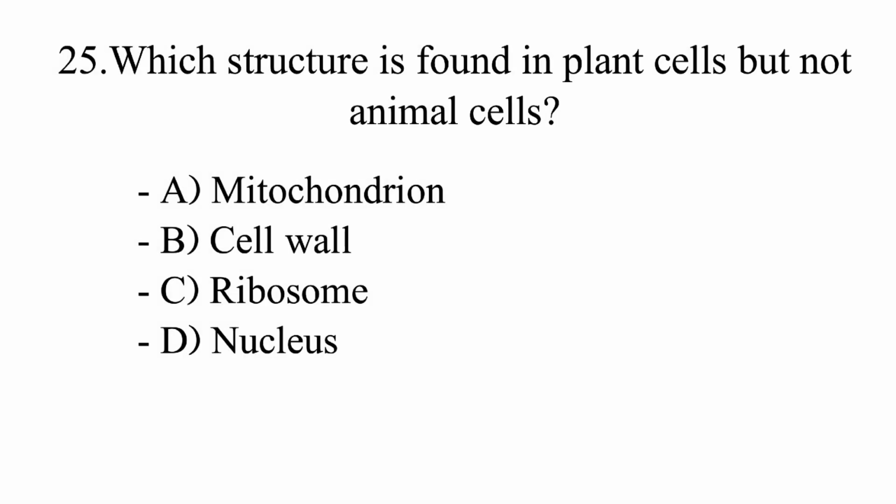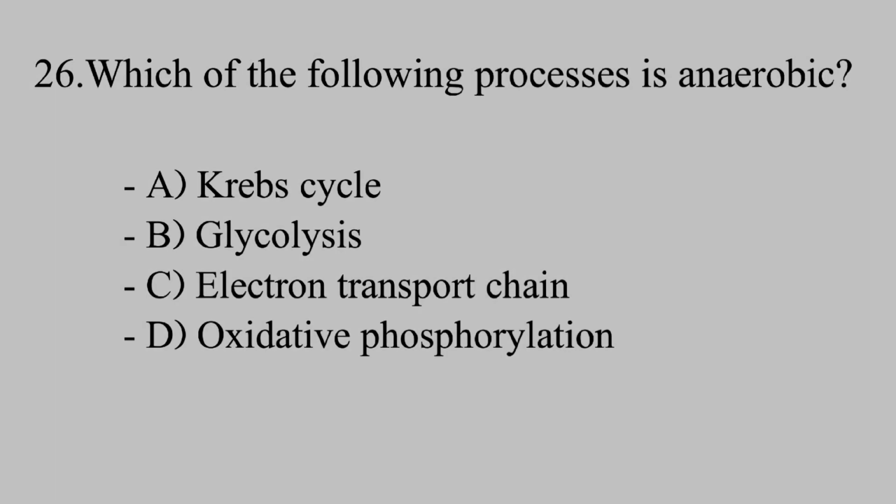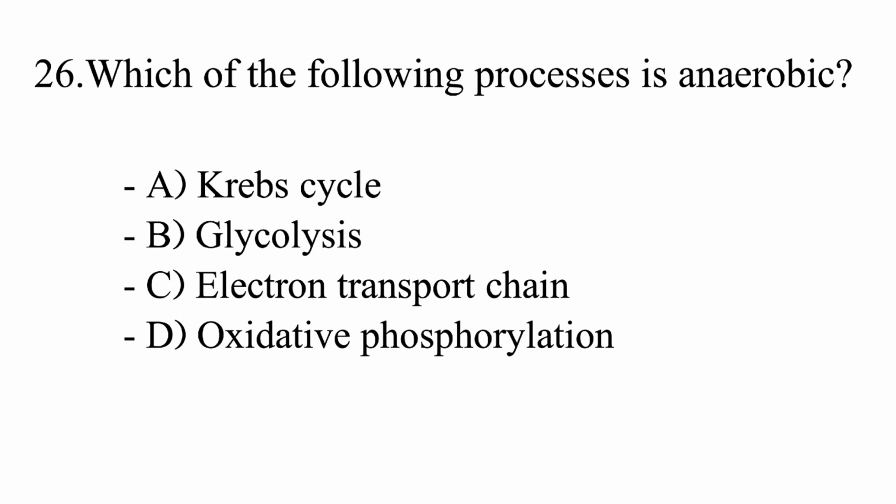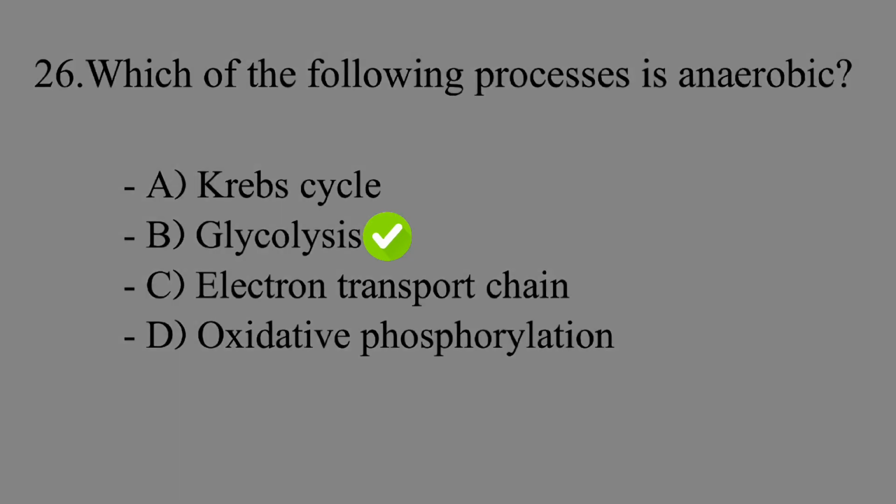Question number 25. Which structure is found in plant cells but not animal cells? The correct answer is option B, cell wall. Question number 26. Which of the following processes is anaerobic? The correct answer is option B, glycolysis.